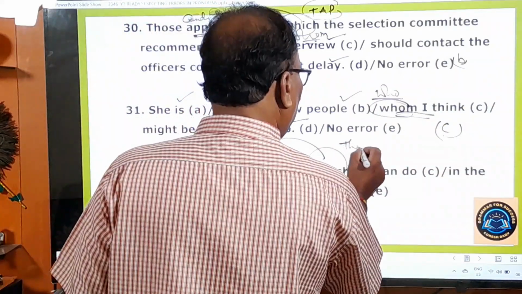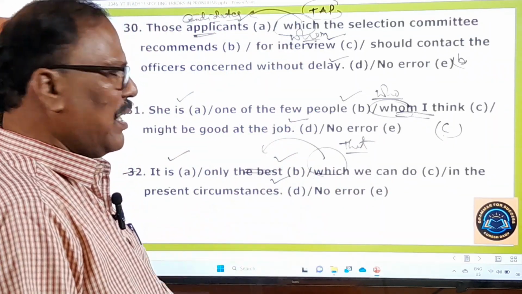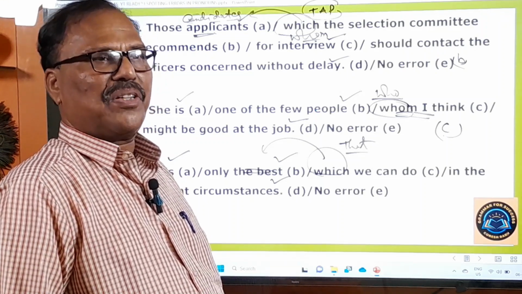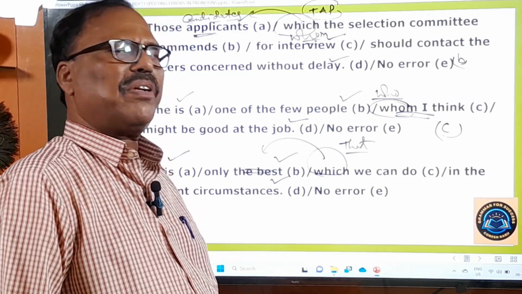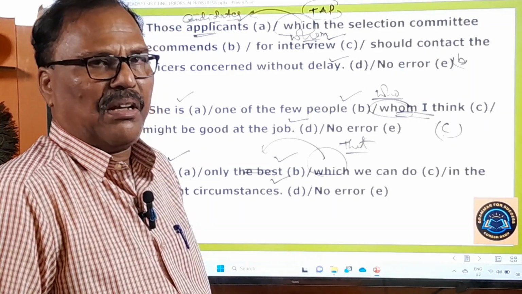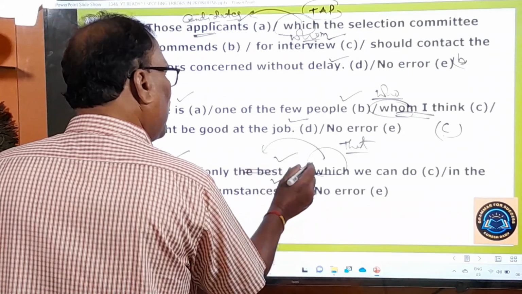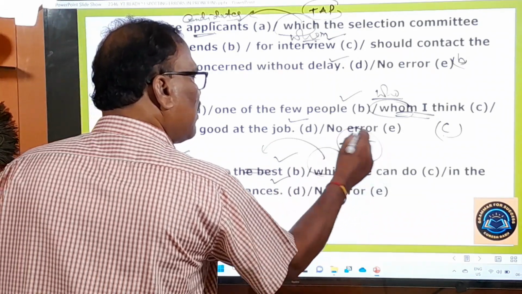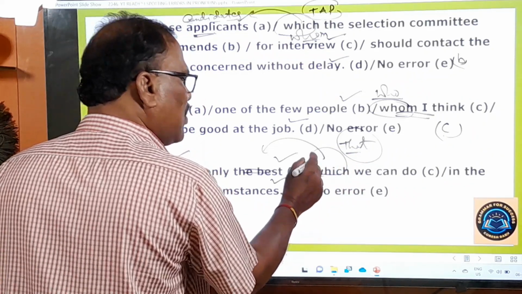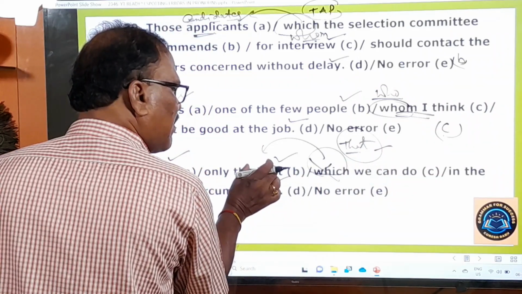This point I made clear in part 3 of the correction of sentences. Please, most of the youngsters are not watching these videos. They are very, very useful and helpful for all your competitive examinations. Please watch them and benefit from them. That's my request to you all. And here, only the best. Before superlative adjectives, we should use only that. That is a relative pronoun, which is also a relative pronoun, but which is not used. Only that is used, because best is the superlative adjective.